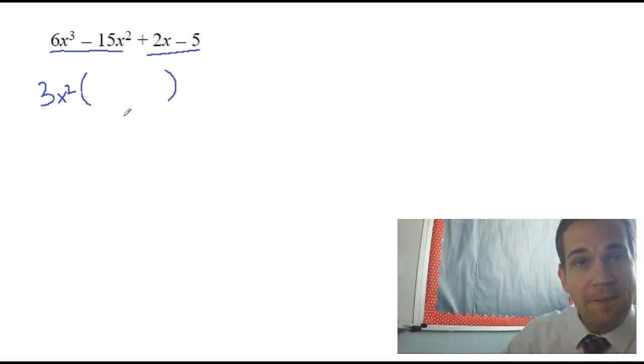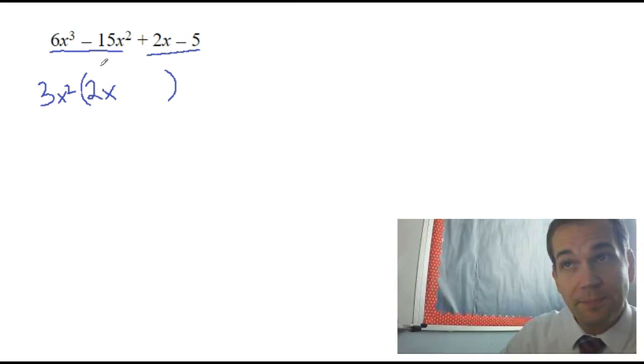When I do that, I need to figure out what I would multiply this by to get 6x cubed. To get the 6, I need a 2, and for the x cubed, I need another x. Then I'll think about what I'd multiply this by to get negative 15x squared. To get a negative 15, I would need a negative 5. To get an x squared, I've already got that. So this is taken care of.